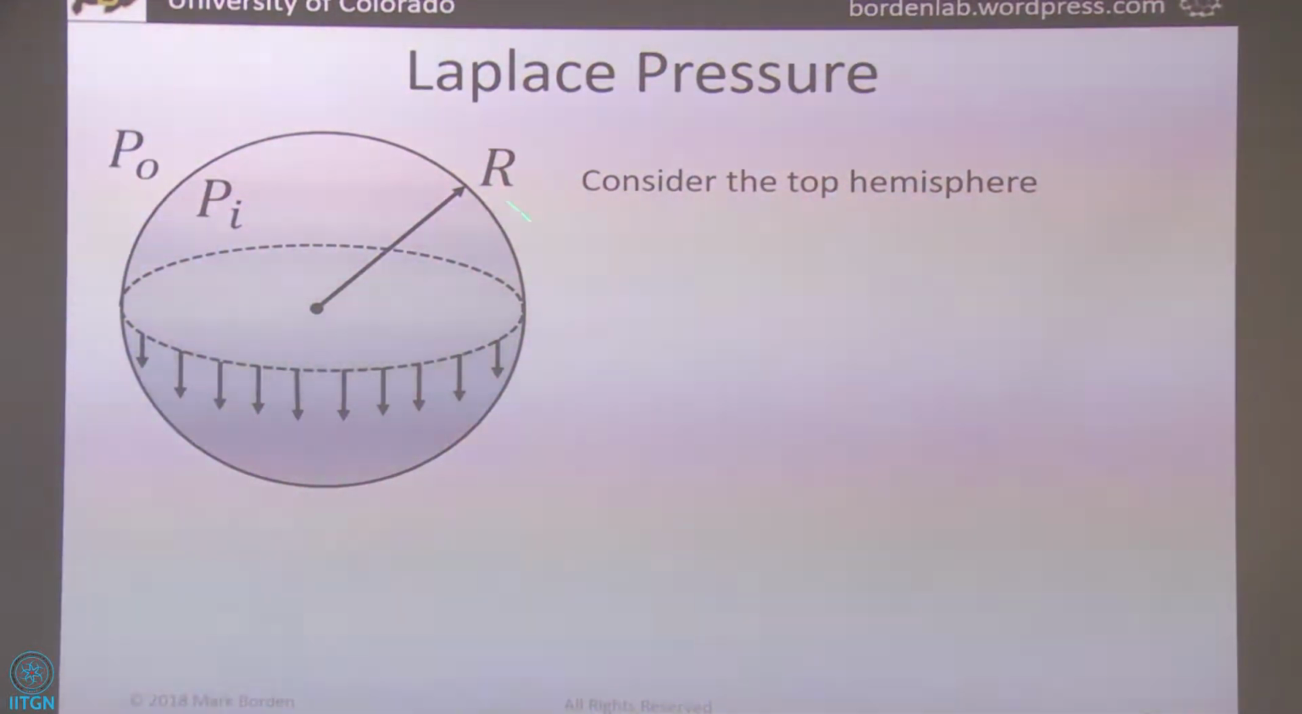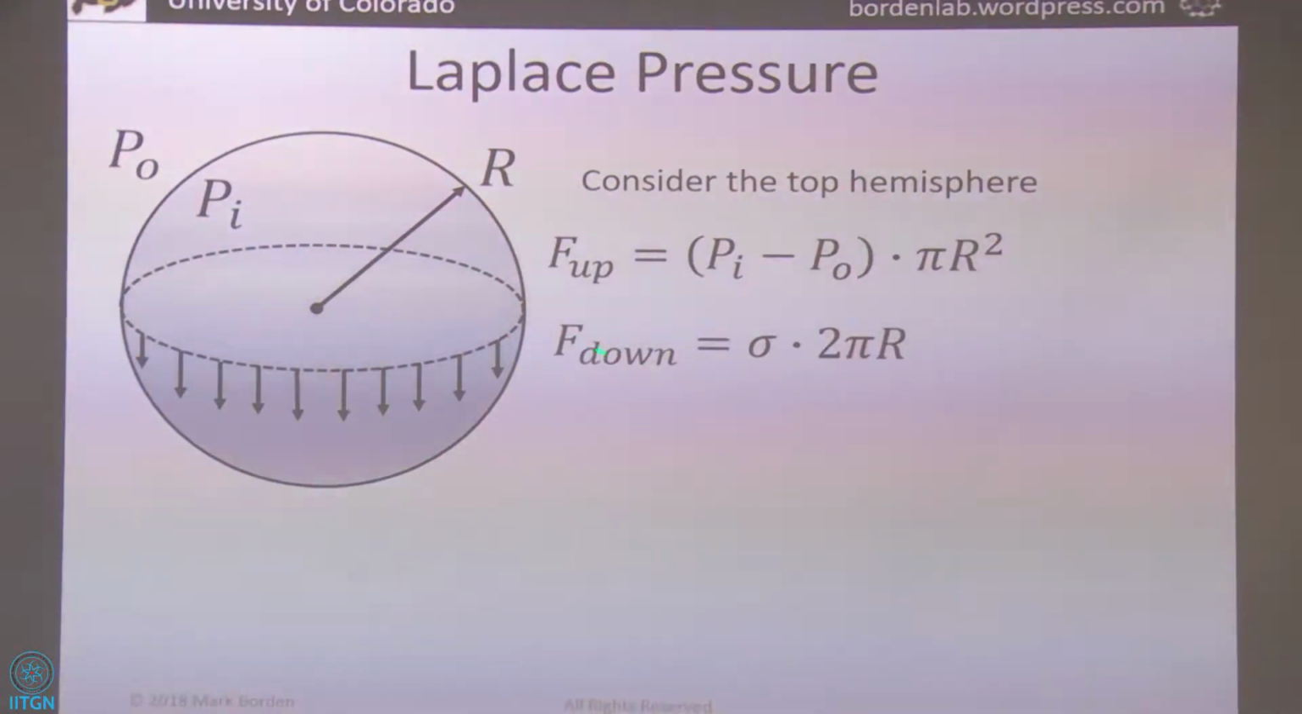If you just consider the top hemisphere of a bubble, then the force that's acting up on this top hemisphere is equal to the pressure difference, where the pressure difference is between Pi, the pressure inside the bubble, and Po, the pressure outside the bubble. So Pi is in, Po is out. So it's the difference in these two pressures times the surface area of the bottom of this hemisphere. That's what's pushing up on this. Imagine just this top hemisphere. Okay?